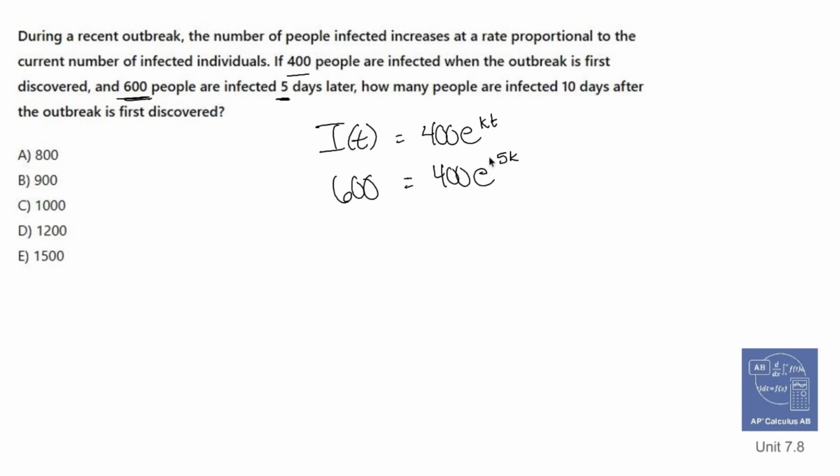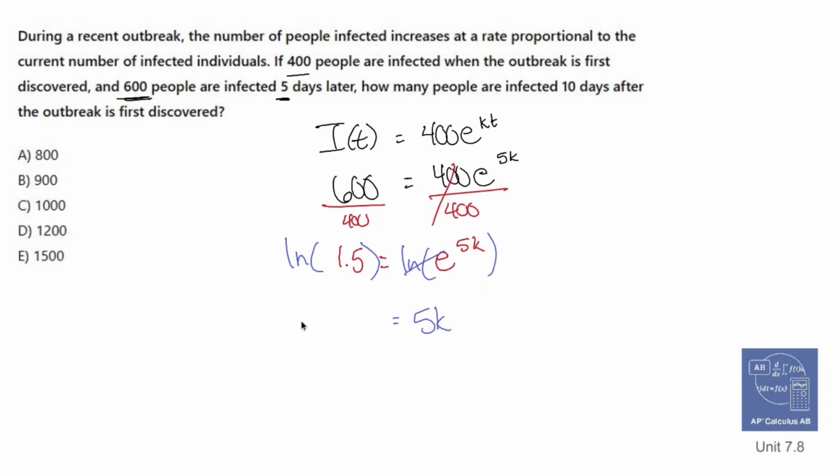Now let's find out what that k is. Let's divide both sides by 400. That's going to give us 1.5 equals e to the 5k. In order to drop that k down, let's ln both sides. So ln of 1.5, and ln of e to the 5k cancels out, dropping down to 5k. So I have ln of 1.5 equals 5k. Divide by 5, and k is going to equal ln of 1.5 over 5, which I already looked at ahead of time, and is going to be 0.0811. That's what k is.